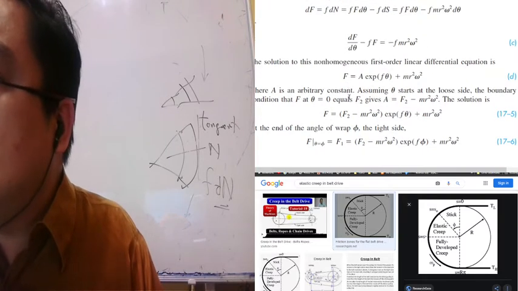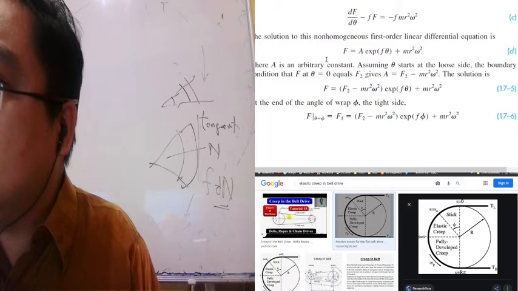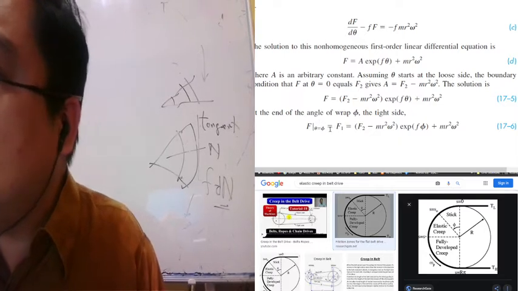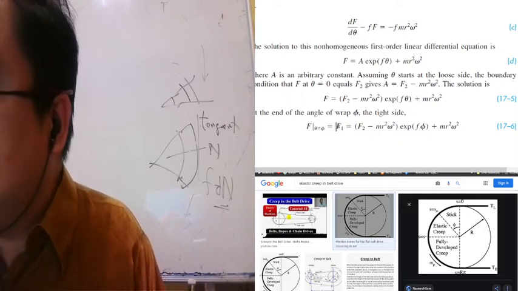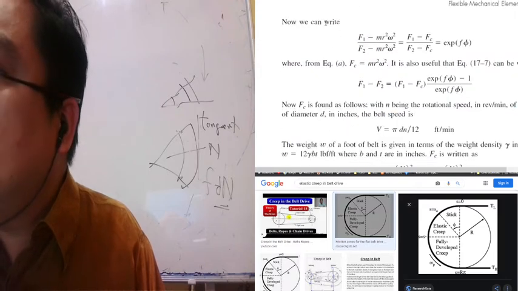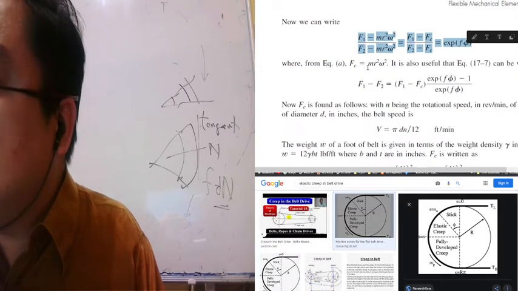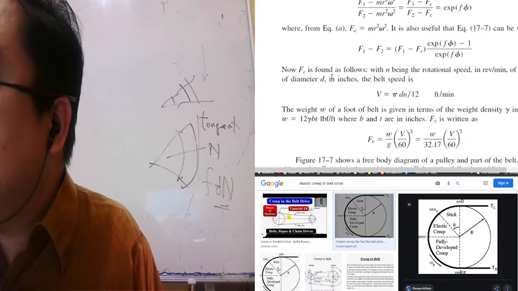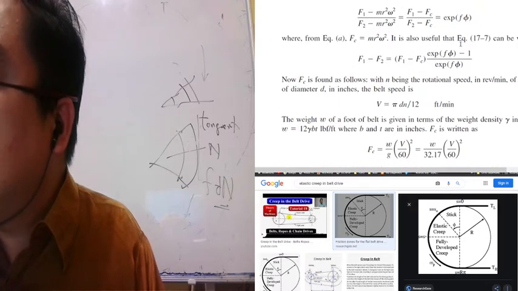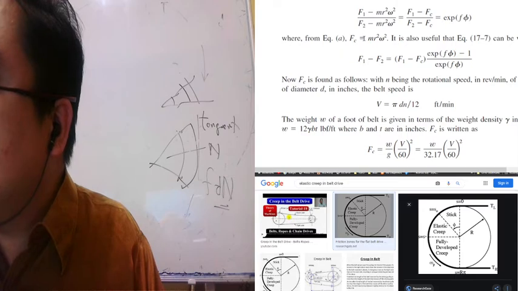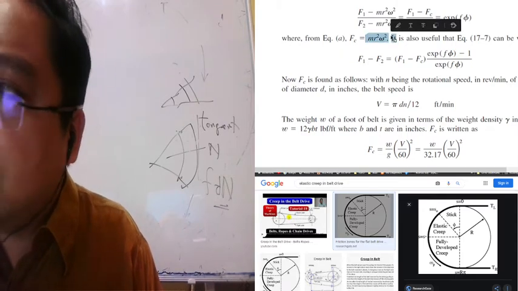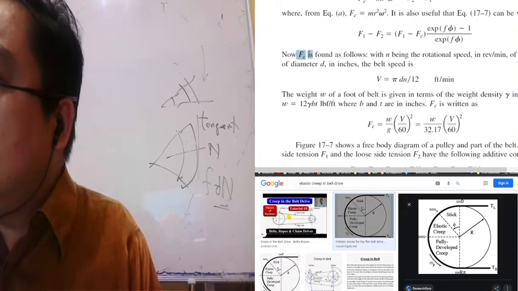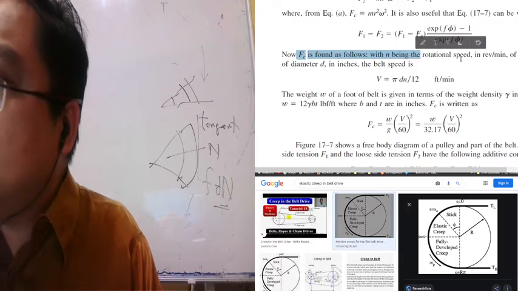The solution is non-homogeneous. The first-order linear differential equation is this, and then at the end of the angle of wrap theta, the tight side, you will have this equation. You can write this equation and it becomes this equation, and now Fc equals m r squared, angular velocity squared. So Fc is found as follows, with n being the rotational speed in revolutions per minute.